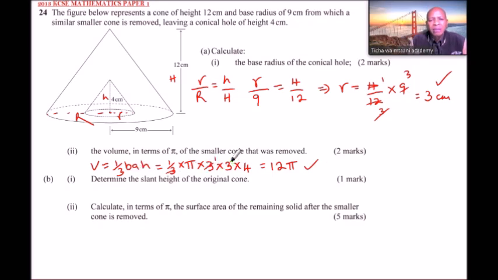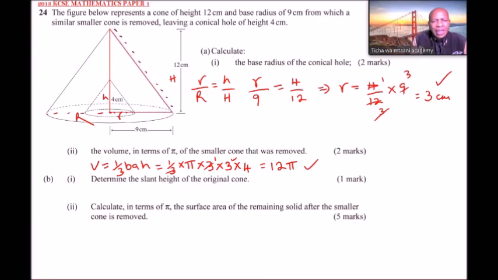You get 1 mark for using the correct formula, and 1 mark for the answer. Then part B, we are to determine the slant height of the original cone. The slant height of the original cone is the slanting side, which is actually this side here, which we can form if we draw a line here coming to the center, and another one here, and then we have this one.